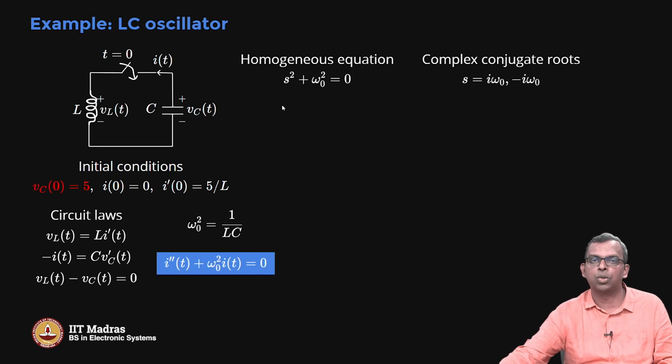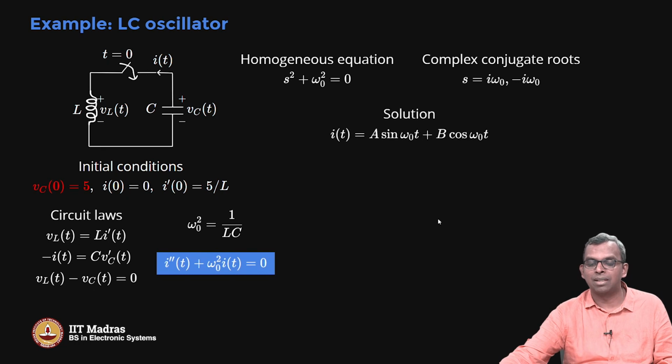That is a crucial factor here in this second order system. So you have no s term. s square plus omega naught square is 0, and this is also positive. So you end up getting complex conjugate roots on the imaginary axis, not on the unit circle. The complex conjugate roots are on the imaginary axis, i omega naught and minus i omega naught.